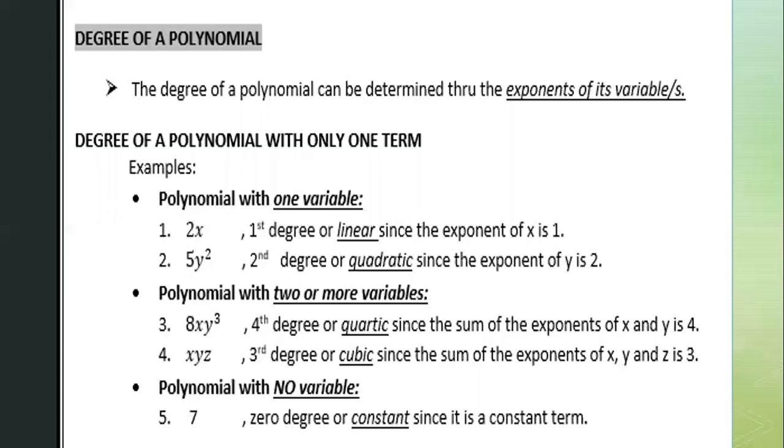So remember, to get the degree of a polynomial, all we have to do is to examine the exponents of the variables. And remember that if it has no variable, it is 0 degree, which is called constant.